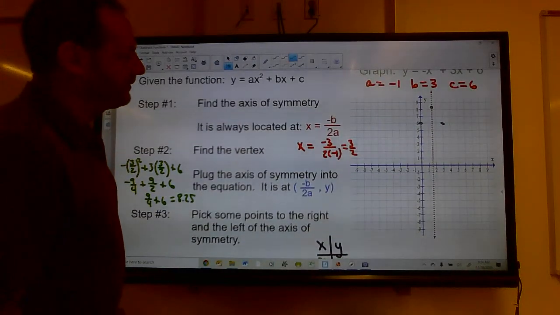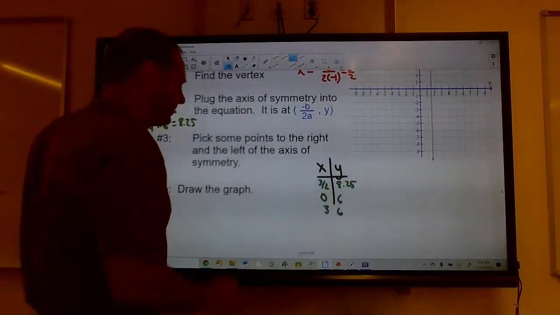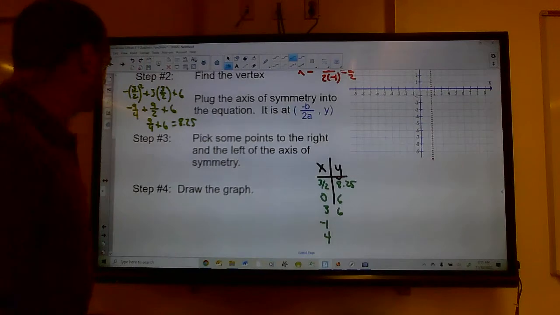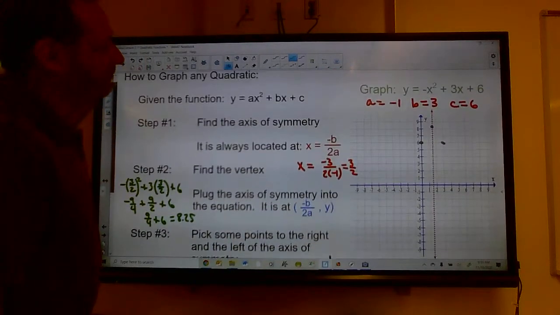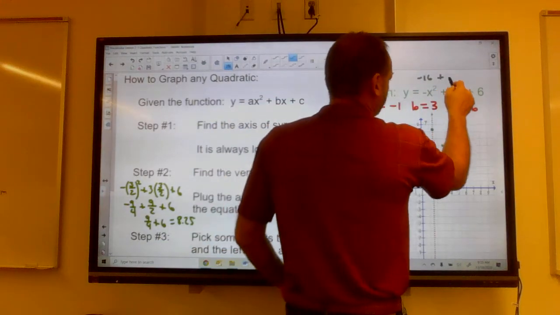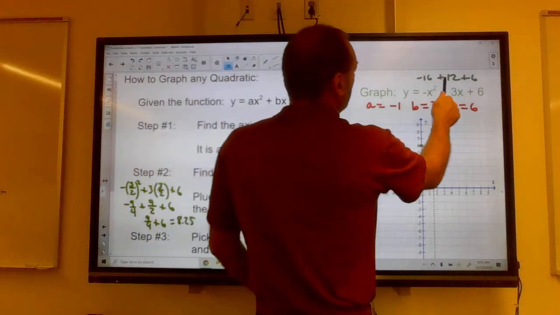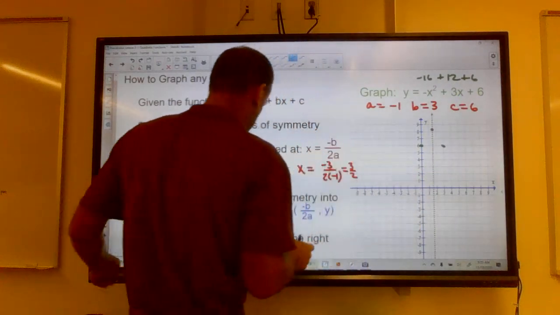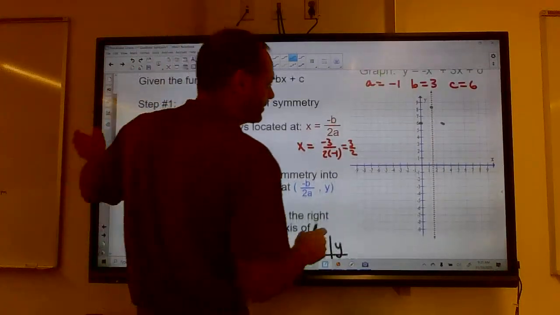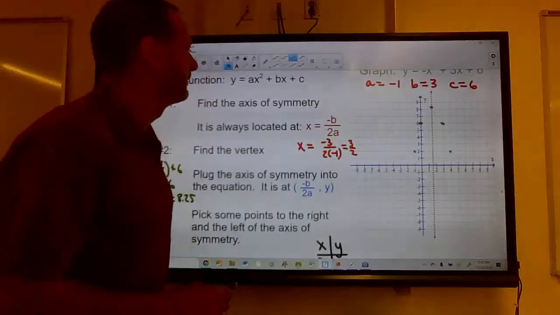Okay, now another point. I'd probably choose -1 and plug it in. And that would be the same as 4. You can do either one. It doesn't matter, whichever one is easiest for you. So 4 might be easier because it's positive. So this would be -16 plus 12 plus 6 if I plug in 4. So that would give me -4 plus 6 is 2. So these two both come out to be 2. So -1, 2, and 4, 2. There's my 5 points.